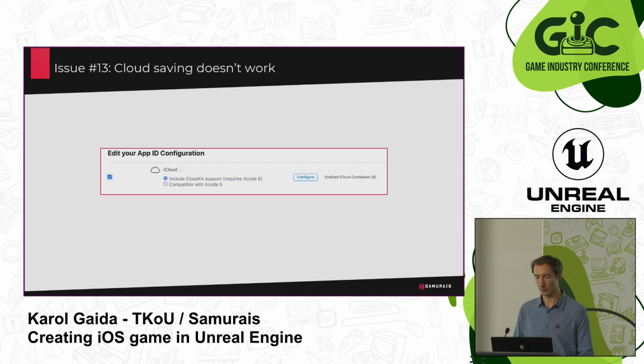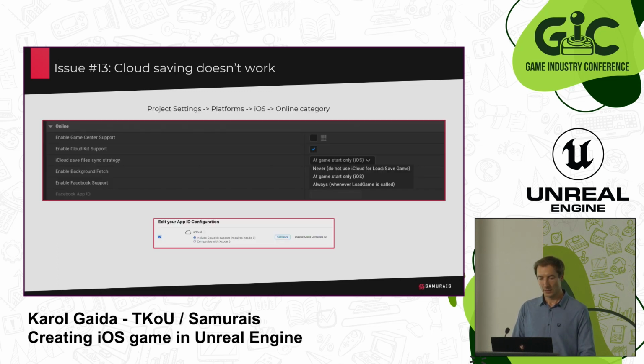Cloud saving doesn't work. To enable cloud saving in our game, we need to enable iCloud support in the capabilities list, and we also need to configure an iCloud container for our game. Clicking on the configure button allows us to select from the container list, and the new container for our app ID should be automatically generated. Second, we need to enable CloudKit support in the project settings.